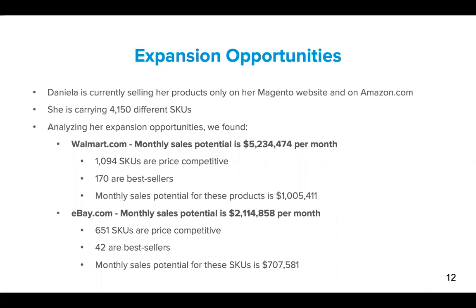But only 1,094 of her SKUs are price competitive versus the market. Out of these SKUs, only 170 are best sellers. So it's very easy to quantify the opportunity and understand that if you offer only 170 items on Walmart.com, the sales potential could be over $1 million a month. That is immediate, right? You know which products to list.